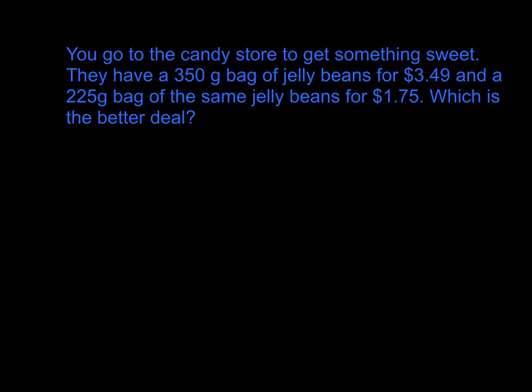is a question of price over weight, so the payment over weight concept. And here we go. The question says, you go to a candy store to get something sweet. They have a 350-gram bag of jelly beans for $3.49. They also have a 225-gram bag of the same jelly beans for $1.75. You want to find out which one is the best value.